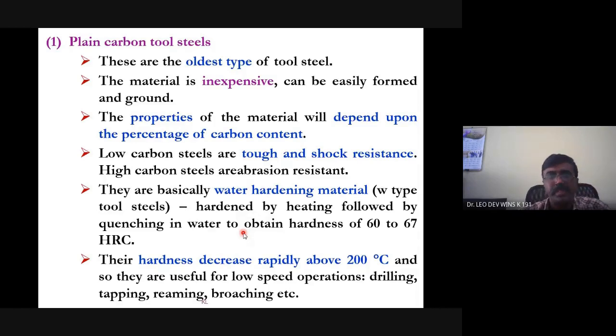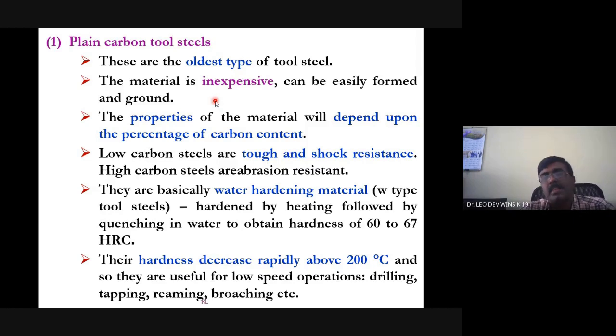Okay. Plain carbon tool steel is the oldest type of cutting tool material. We are using this material for making knives and some small chisels. We can easily make such items, which are normally made of plain carbon steel. It is inexpensive when compared to the other types of cutting tool materials.